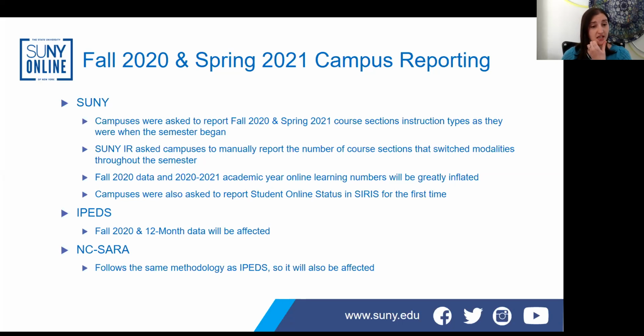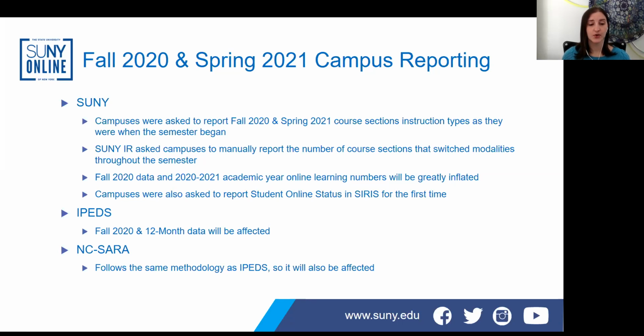So that was another change for the fall. For IPEDS, fall 2020 and that 12-month data will be affected. You probably won't see fall 2020 data though for a while. IPEDS tends to lag. So right now, fall 2018 data is the most recent data that's in IPEDS. So you won't see fall 2020 for a while. And I'm not sure when the 12-month data is anticipated to be released, but I'm sure it will look a bit different again than it might have otherwise looked.